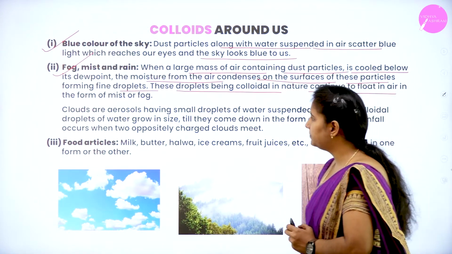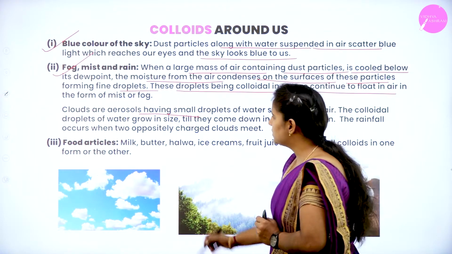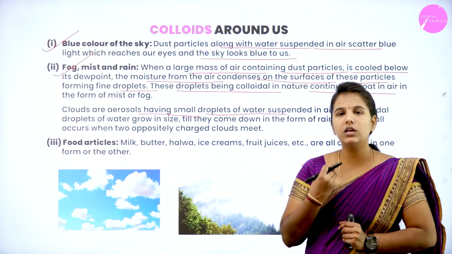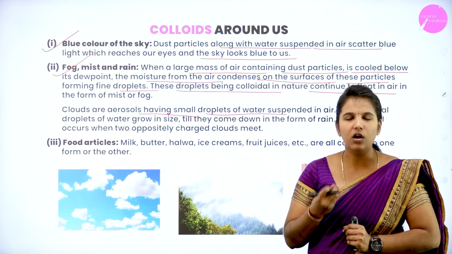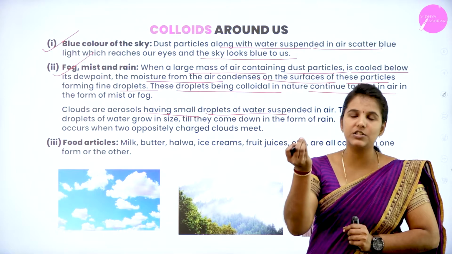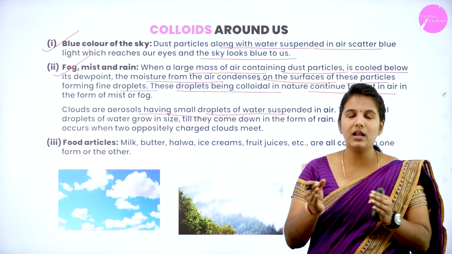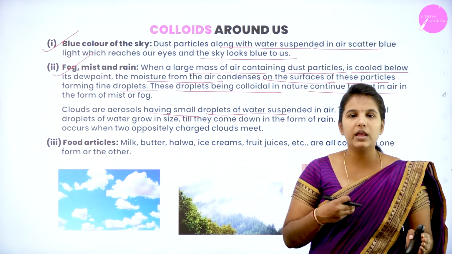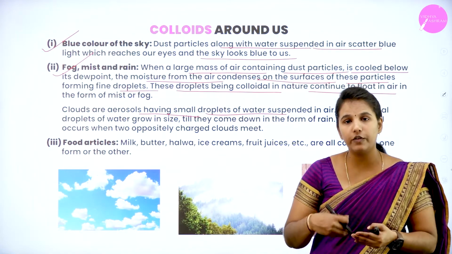And next one is the clouds. We all know that aerosols have smaller droplets. We all know how the clouds are formed. Due to the evaporation of water from the sea level, tiny droplets are formed. When these tiny droplets reach the air, they become an aerosol. When they accumulate, they become bigger in size. When they become heavy, they come back to the earth in the form of rainfall.